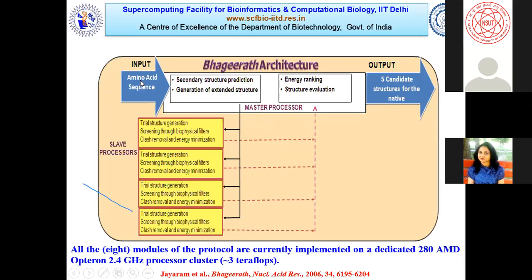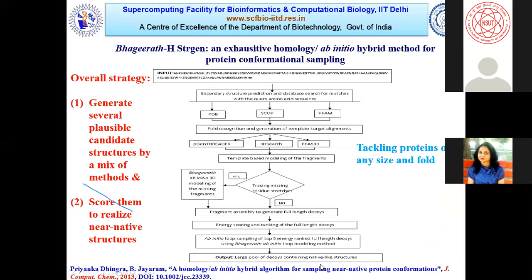So the user inputs an amino acid sequence, then it does all the secondary structure prediction, extended structure, trial structure. Each of these yellow boxes is for one processor. So you're using lots of processors here, 280 processors, remember. Eventually all these processors send their predictions to the master node, which does the energy ranking, structure evaluation, and finally produces 5 candidate structures. That's the so-called ab initio overall framework. We did this in 2006, but ever since we've been fine tuning, etc.